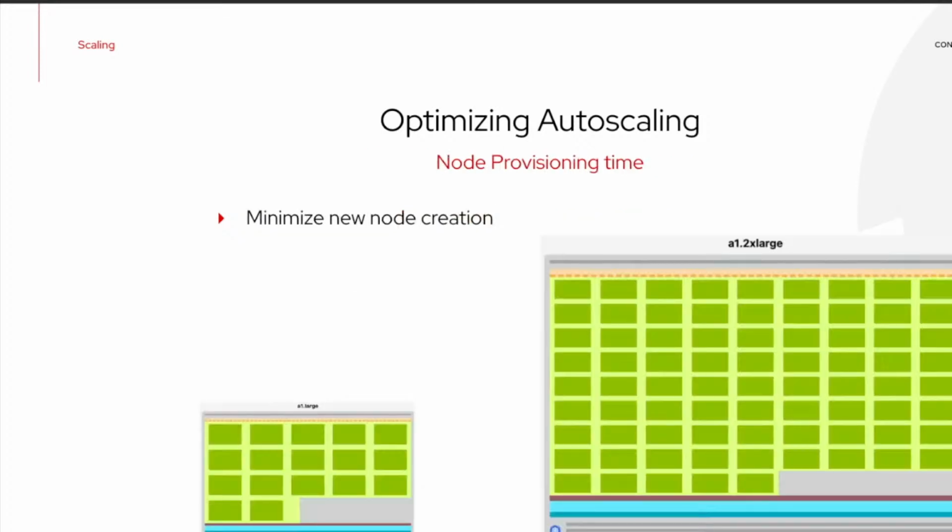First one, node provisioning time. If we don't have control over node provisioning time, how can we optimize this timing? The first step is to minimize new node creation. Try to minimize the creation of new nodes if possible.